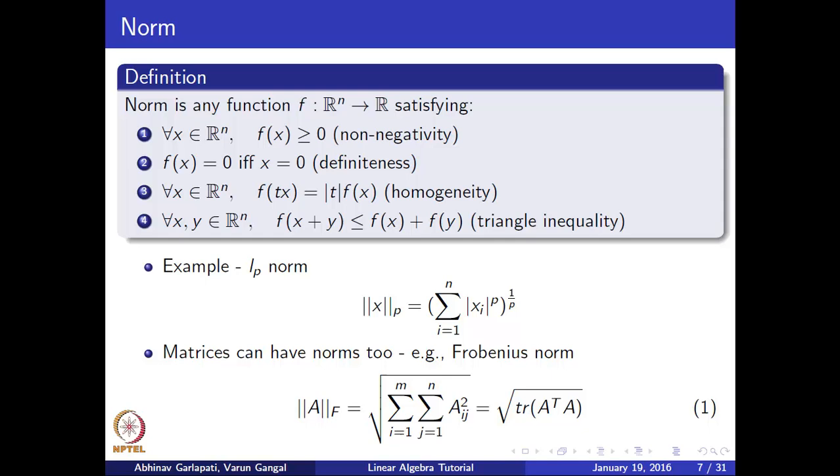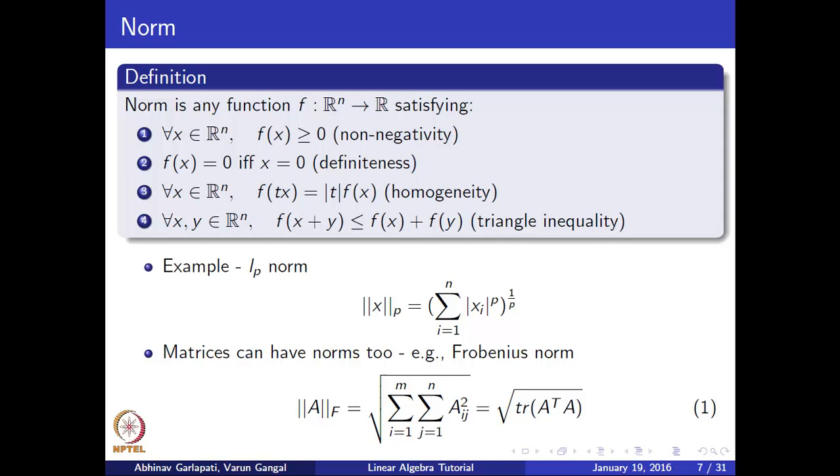Now an example of a norm is the Lp norm, where you sum up the absolute values along each dimension raised to p, and then take the 1 by pth root of this. So when p equals 2, you get the L2 norm, which is the magnitude of a vector, as we have learnt in our earlier studies, root of x square plus y square, if you are looking at just the space R square. There are other norms.